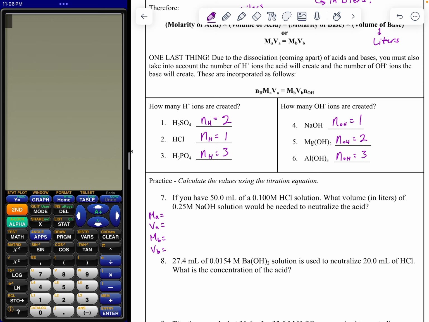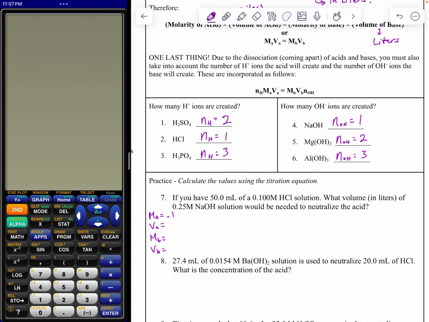So let's just put in what we know. I know that this is my acid because there's an H in the front, right? That means that there's a hydrogen ion there. And then this is my base, right? Because there's the OH at the end, the hydroxide ion is a part of that. So I have my acid and my base information, so I'm going to just plug it in.